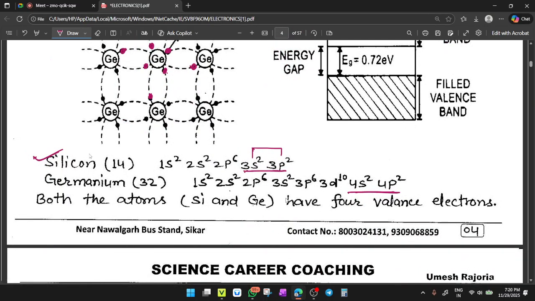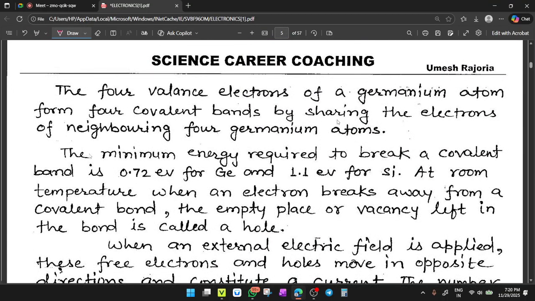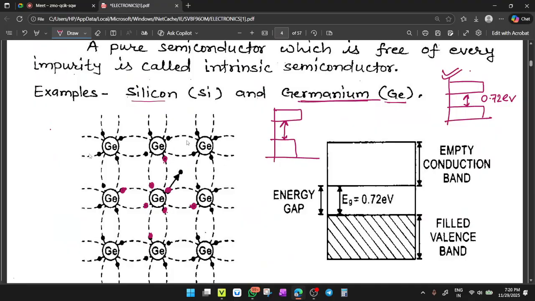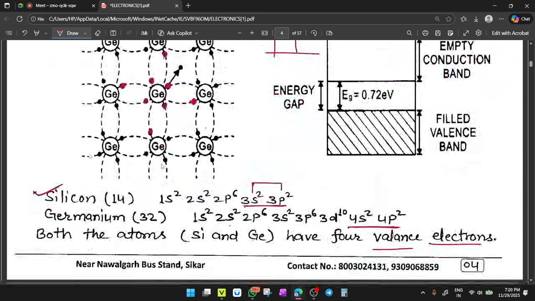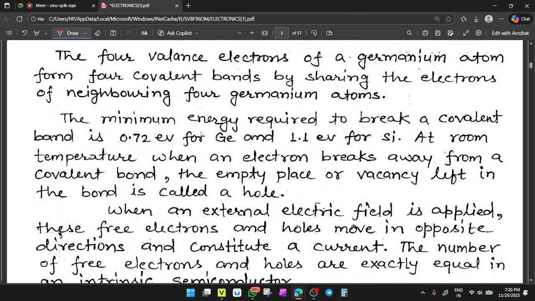Both silicon and germanium have 4 valence electrons. So the 4 valence electrons of a germanium atom form 4 covalent bonds by sharing the electrons of the neighboring 4 germanium atoms. Or you can also take the silicon structure, which is the same. The minimum energy required to break a covalent bond is 0.72 electron volt for germanium and 1.1 electron volt for silicon.